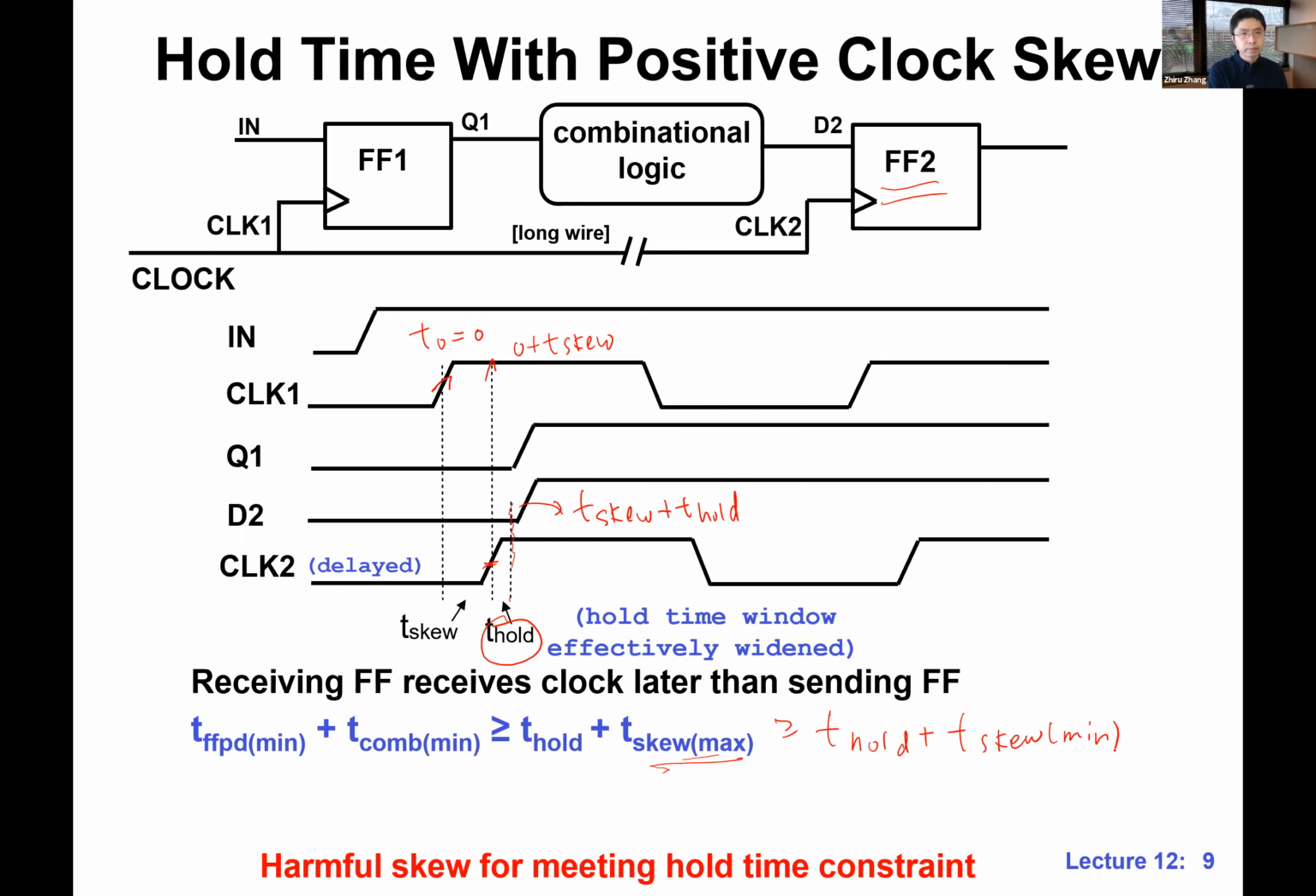Any questions? Do you guys agree? This is harmful and is opposite to the setup time. For meeting setup time, we want positive clock skew. And for hold time violation, we want actually negative skew. So hopefully you guys now see the trade-off, right? Designing this kind of circuit is not that trivial.